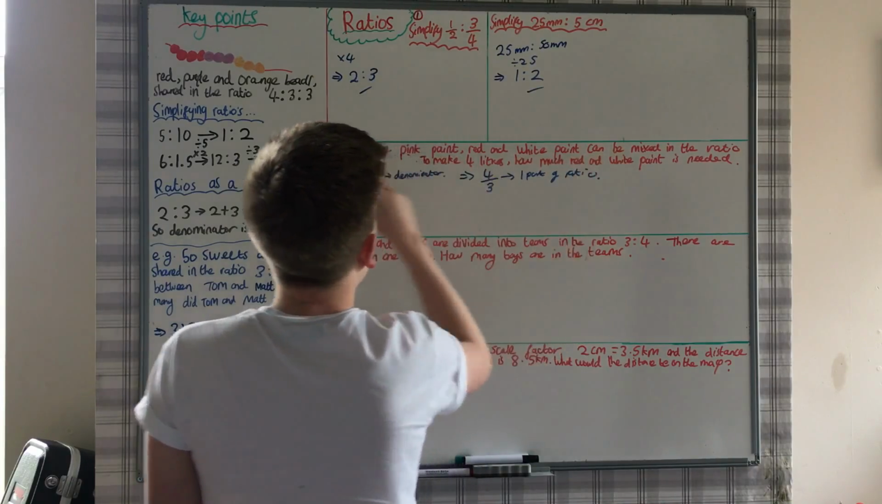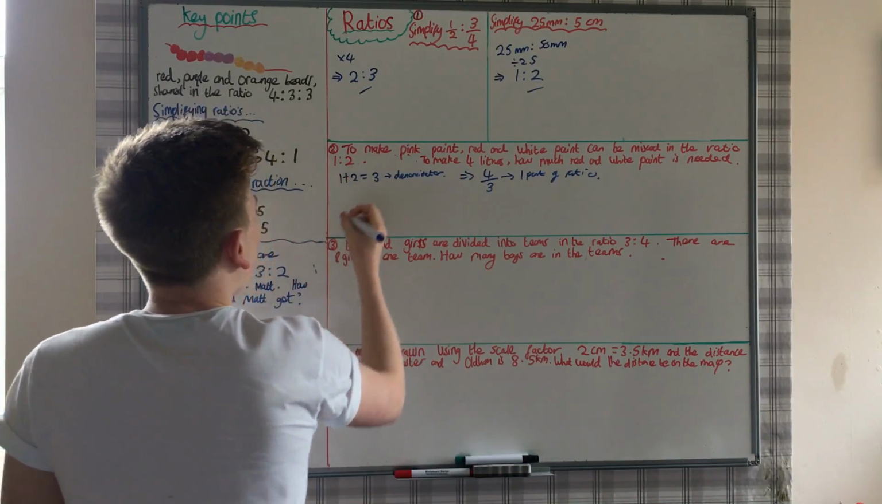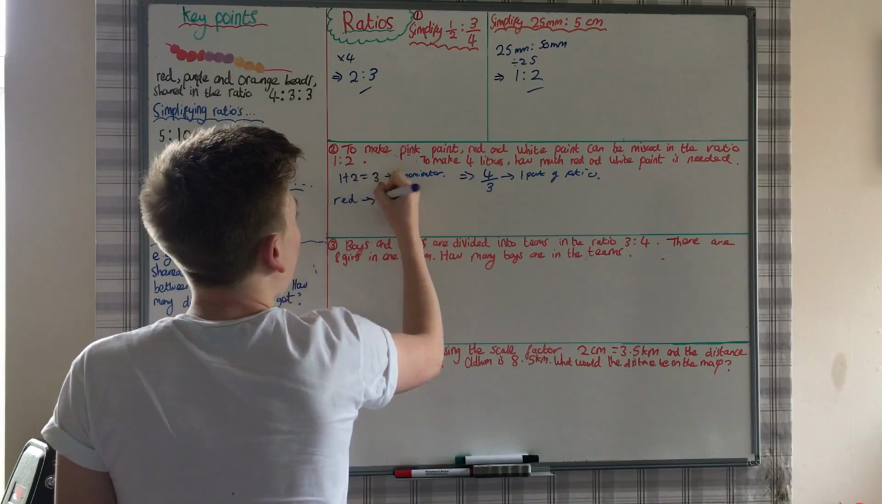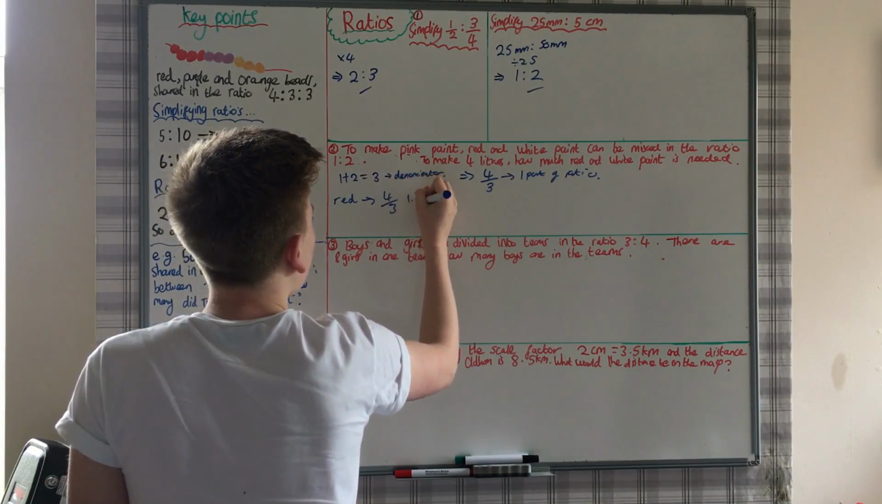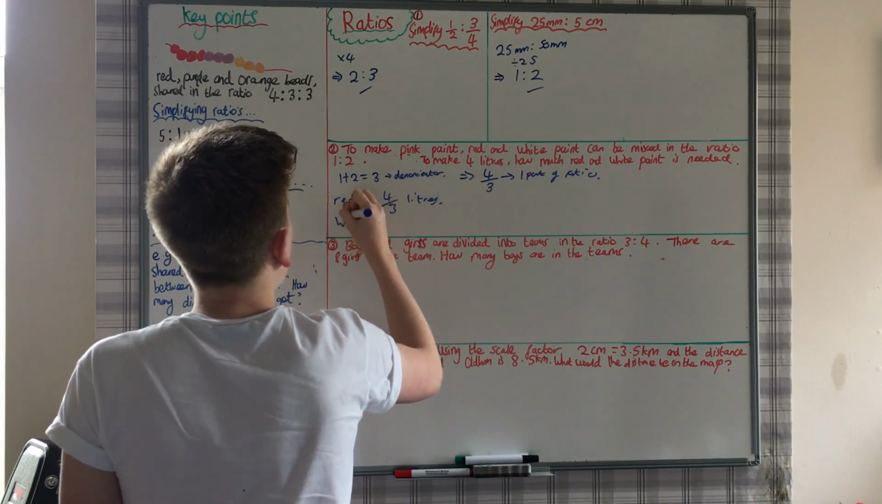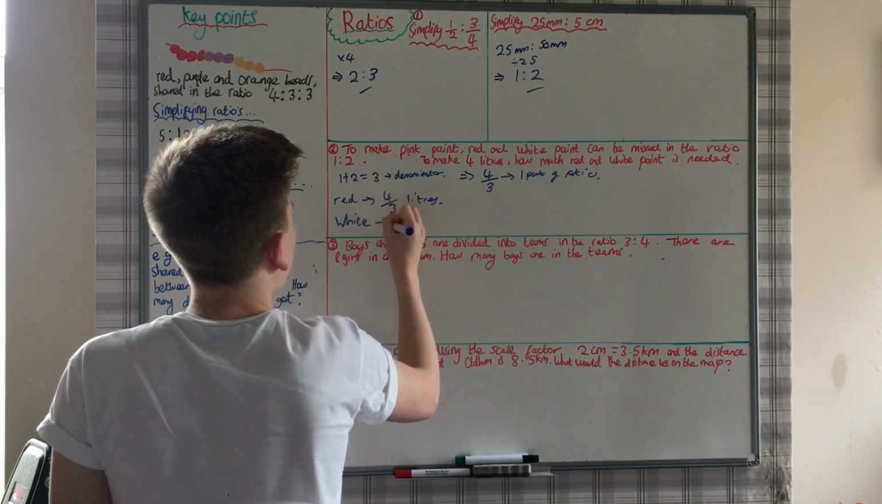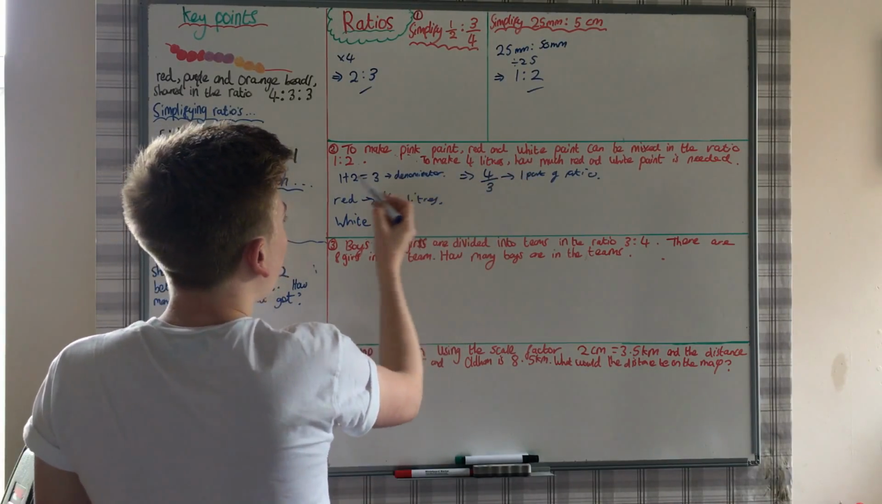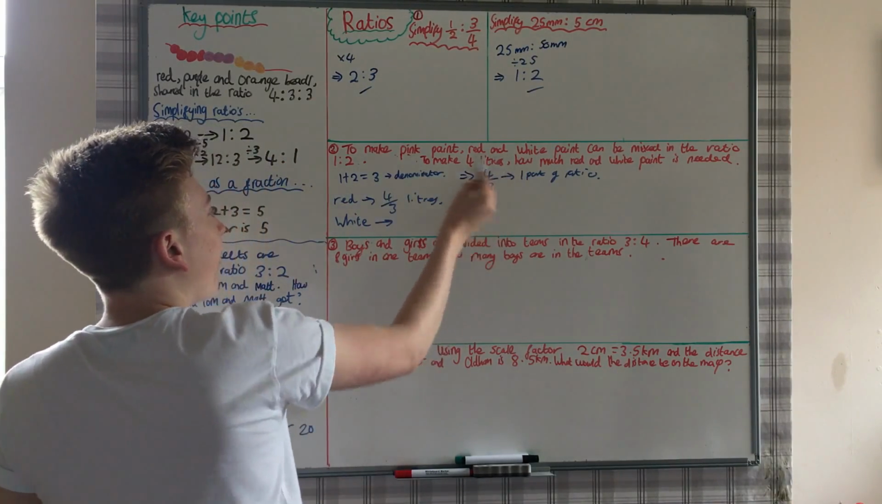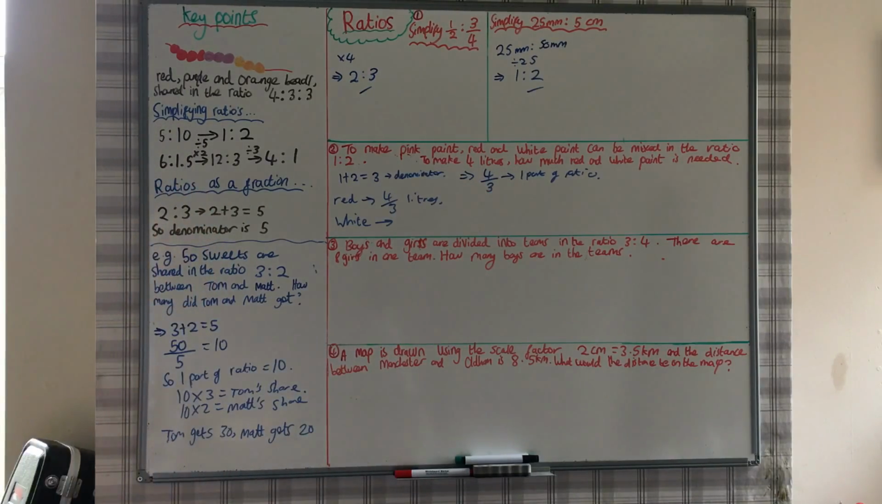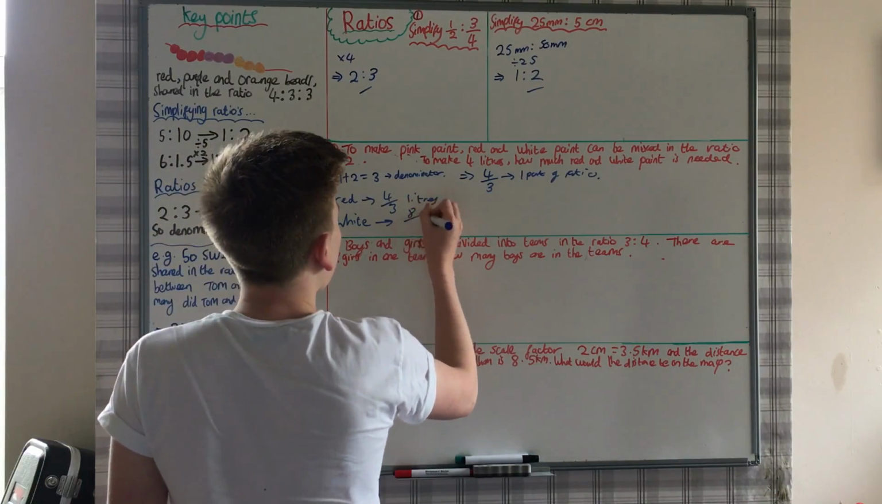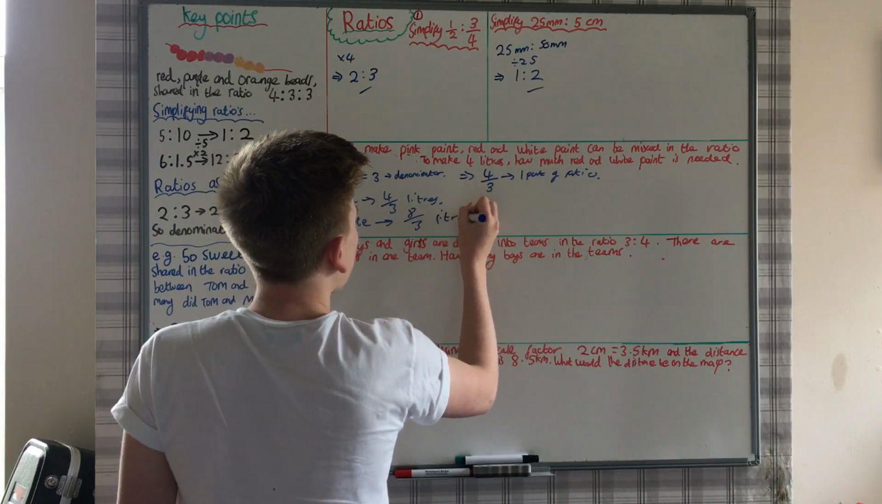Therefore, if our red paint is 1 part of the ratio, then we have 4/3 litres. If our white paint, however, is 2 parts of the ratio, we have 2 times 4/3 litres. In other words, we have 8/3 litres of paint.